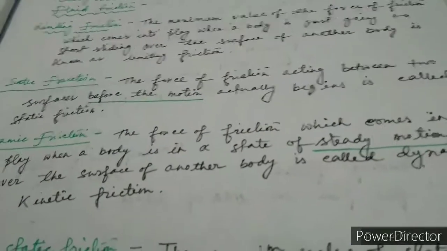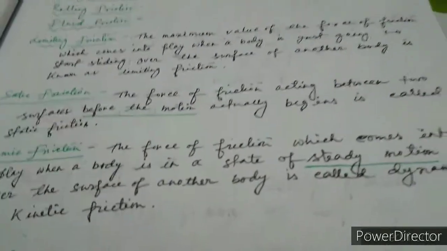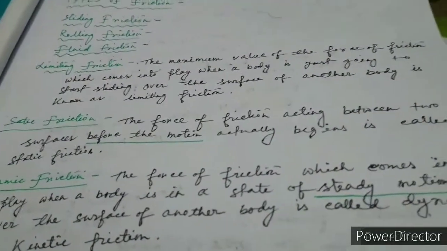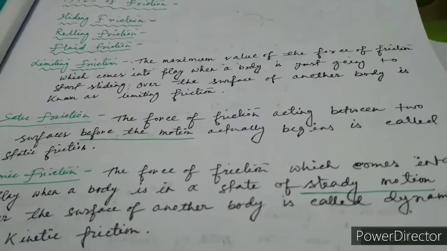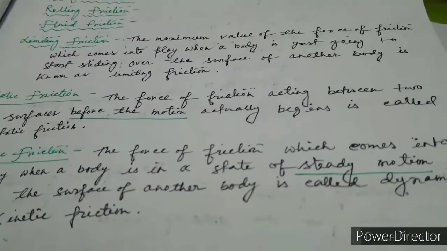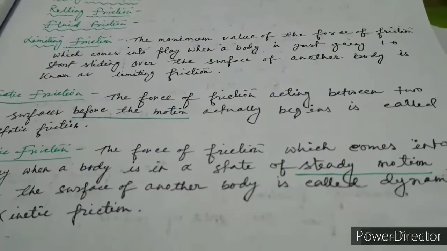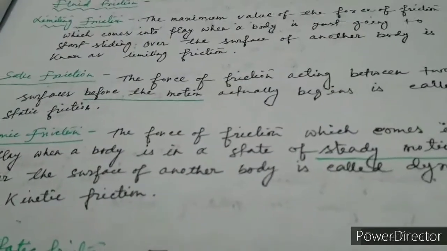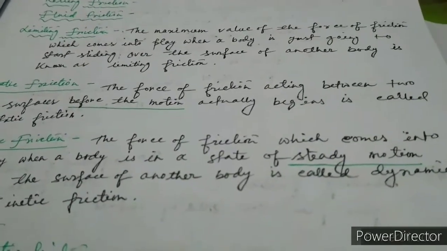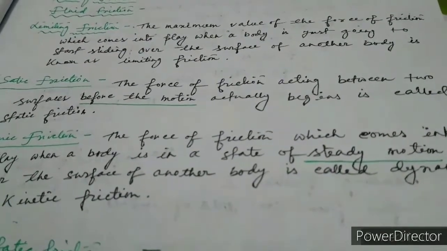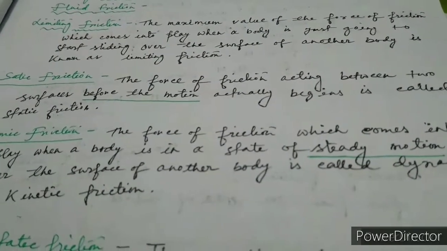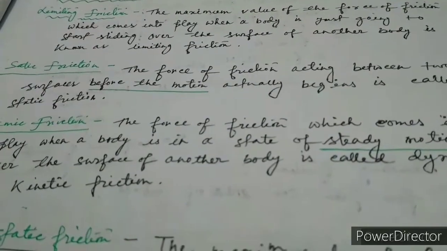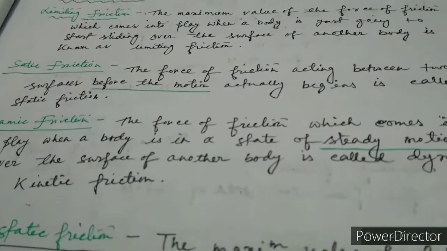So actually this dynamic friction is also not new. Another name of the sliding friction is the dynamic friction. Because dynamic friction means what? See here, I have written that when the body gets a steady motion, after the limiting friction, that friction in which the body gets the steady motion is known as the dynamic friction. So it is also not a new thing. Now let us discuss all the frictions one by one.